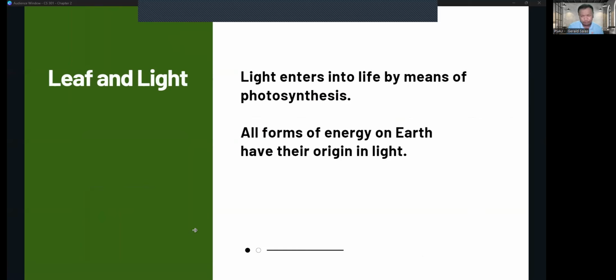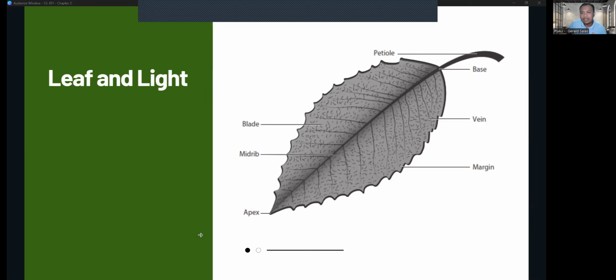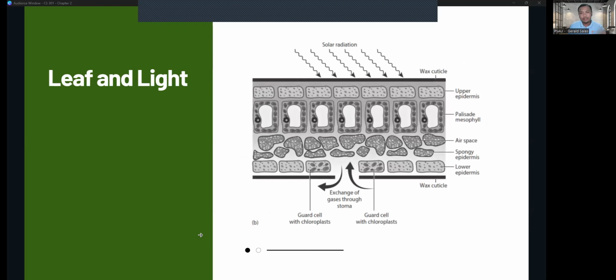Now, this is just a structure of a certain leaf. So we have the petiole, the base, the vein, margin, midrib, blade, and apex. So we usually use this for taxonomic purposes or for systematic purposes. And anatomically, since the morphological was earlier, anatomically we have the following. So this is where the solar radiation or the light comes through. So this is what is inside.